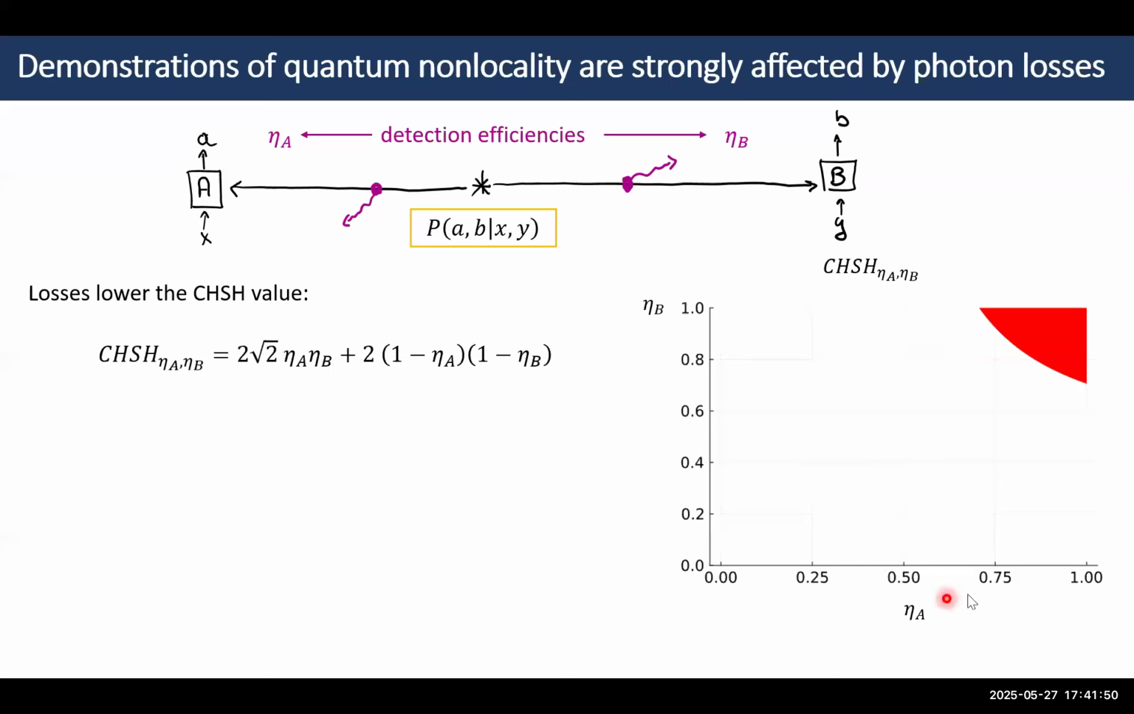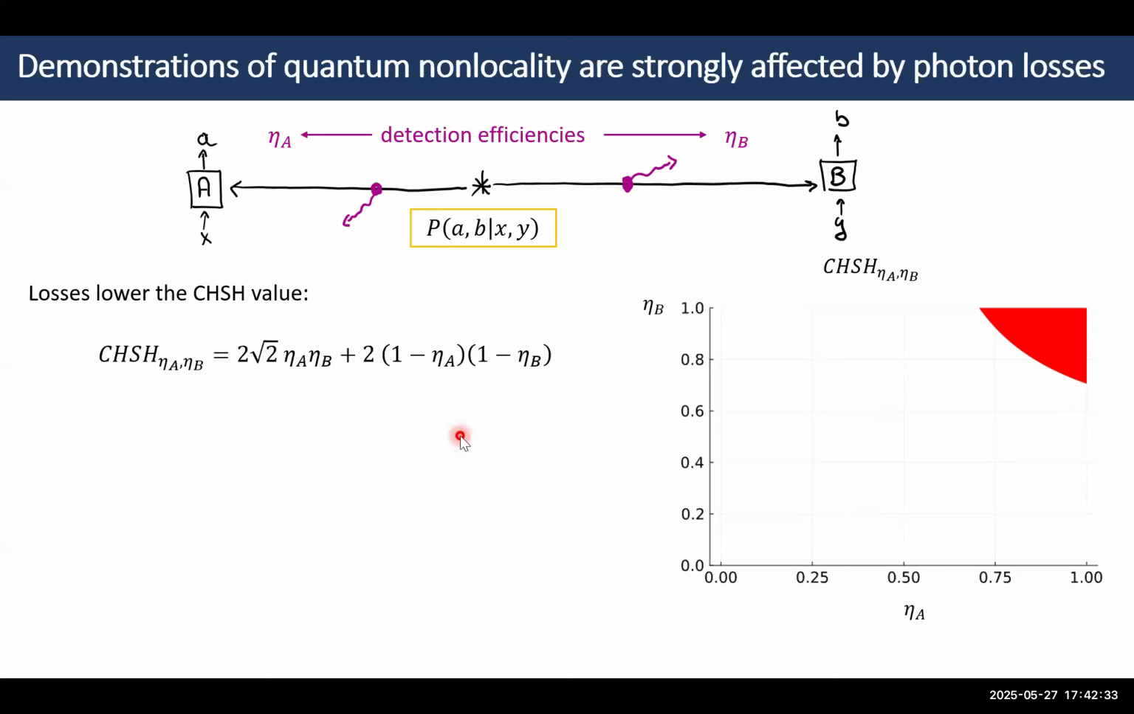And in this plot here, what I represent is the possible value for the detection efficiencies at Alice and Bob's side. And the red region is the region where this CHSH expression, taking into account detection efficiency, is above 2. So to observe in an experiment a proper violation of CHSH in the presence of losses, we need the efficiencies of Alice and Bob to be in that red region. So you see, basically, we need very high efficiency, around at least 80%.